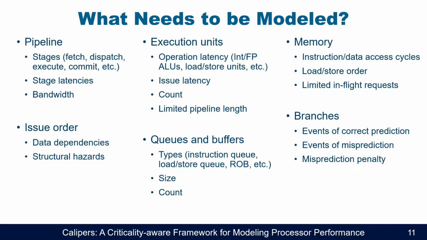Calipers needs to model various aspects of a processor as shown in this long list. In general, pipeline, data, control, and resource dependencies, as well as the related latencies and bandwidths must be taken care of. Specifically, issuing instructions, considering the limited number of execution units and queue entries, must be modeled properly. Non-deterministic events like memory accesses and branch prediction are also of particular importance. I'll touch on some of the more important aspects in the next few slides, but for a detailed discussion on these aspects, please refer to our paper.